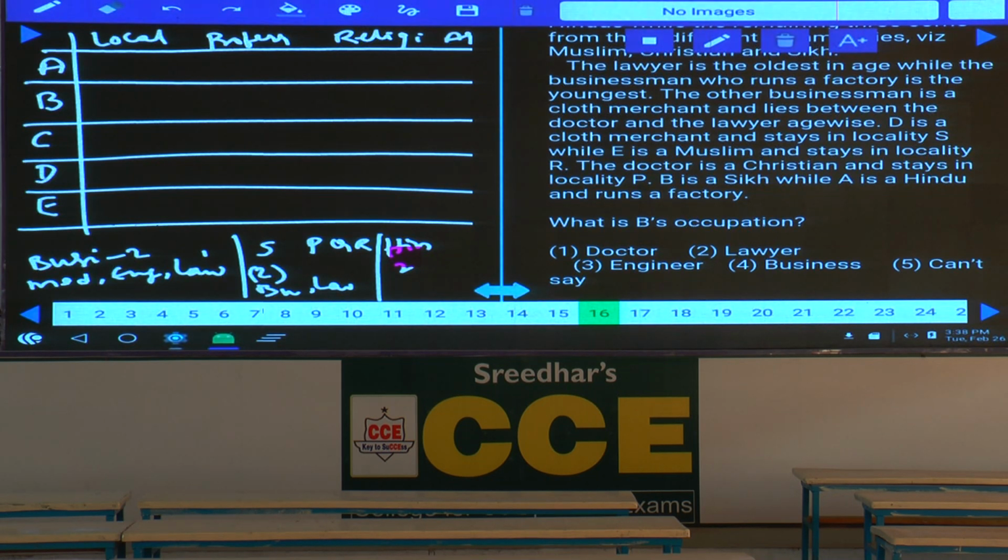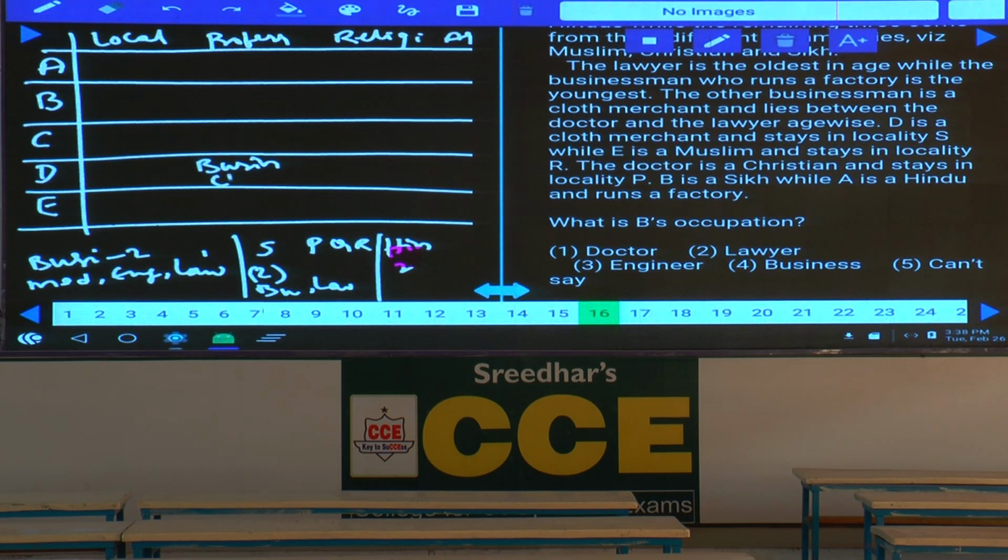The other businessman is a cloth merchant. Who is the other businessman? One is a cloth merchant, and the other one runs a factory. The other businessman is a cloth merchant and lies between the doctor and the lawyer. And D is a cloth merchant. D, what is the profession here? Businessman.